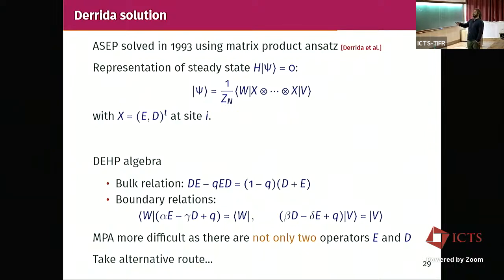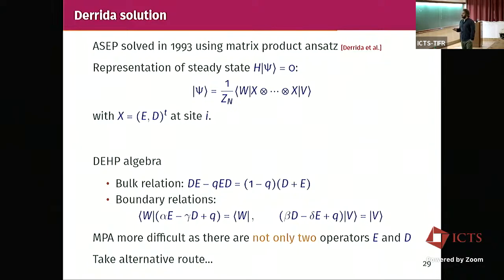Okay, so the E's and D's satisfy some algebra. This is this one here. This can be more or less also reformulated in terms of Q oscillators, I think. And at the boundaries, you have these conditions here. And these relations allow you to evaluate this thing, and then you find the steady state for a given length, n. So Z is just a normalization.